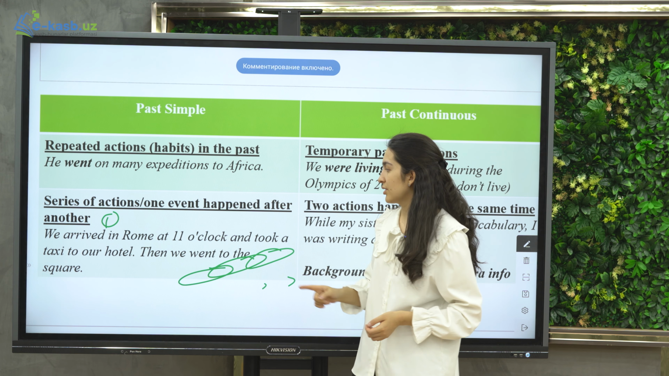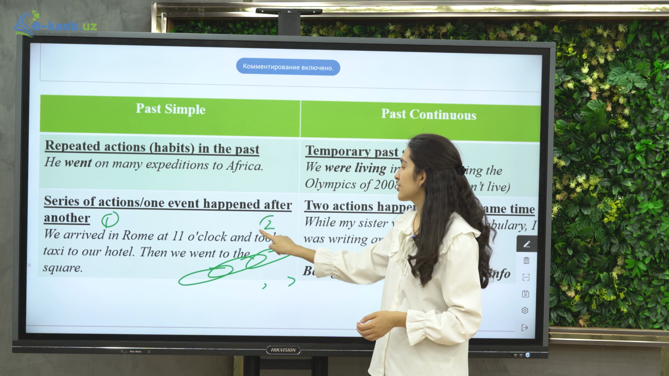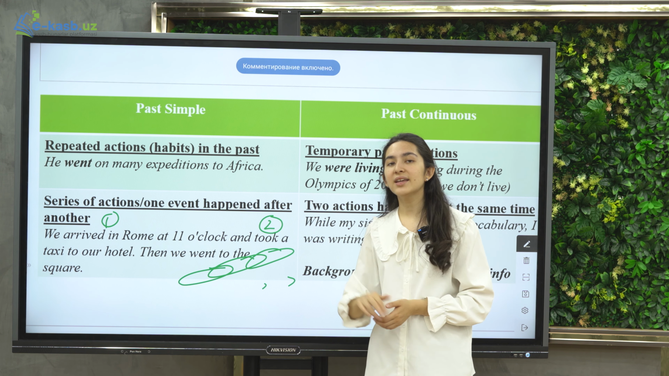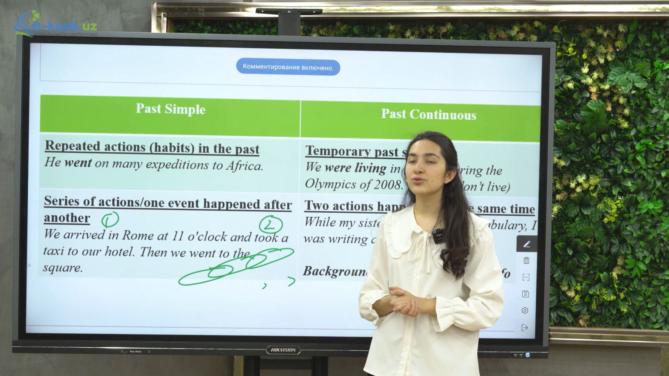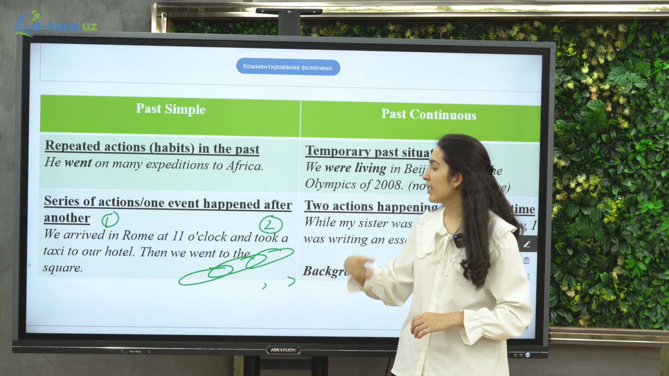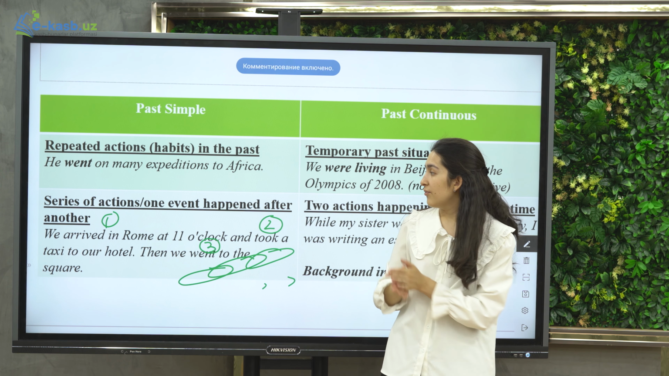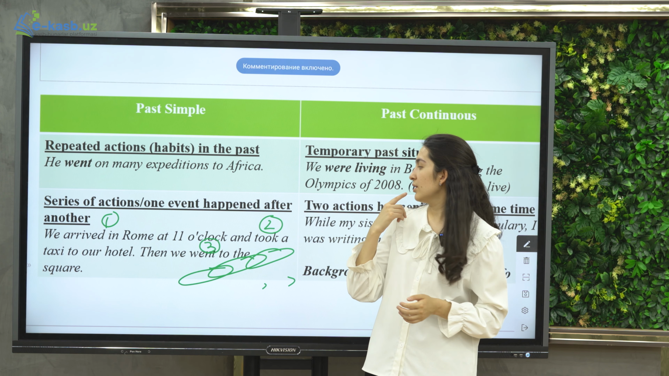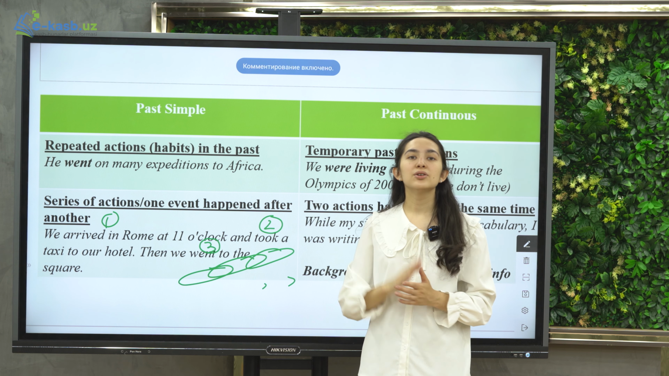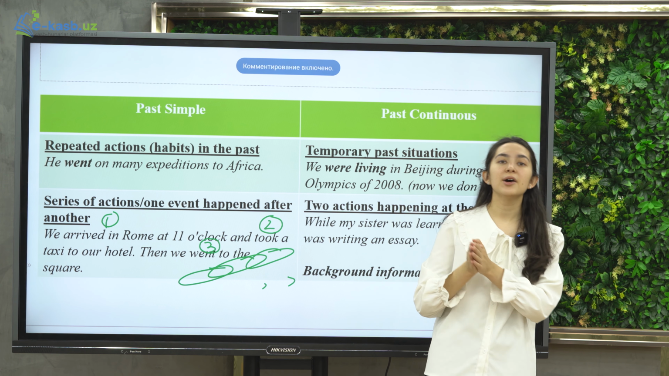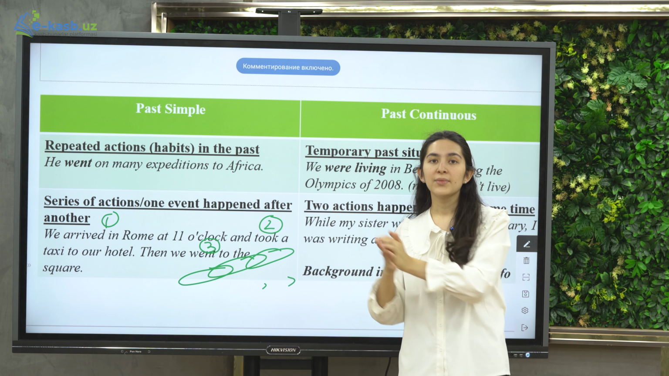This is the first action. Immediately after this action happened another action. Keyin bu harakatdan keyin ikkinchi harakatimiz bo'ldi va bu and took a taxi to our hotel. And then we have third action. Then we went to the square. So we arrived in Rome, first action, and took a taxi to our hotel. Second action, we went to the square, third action. So one action happened after another action. Chain of actions, okay? Good.